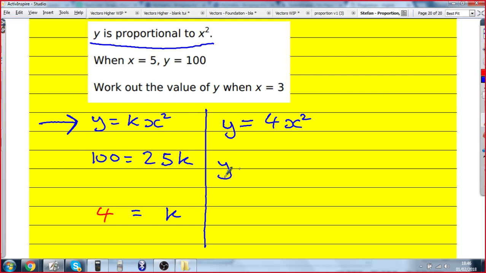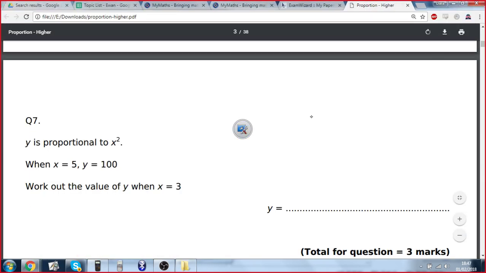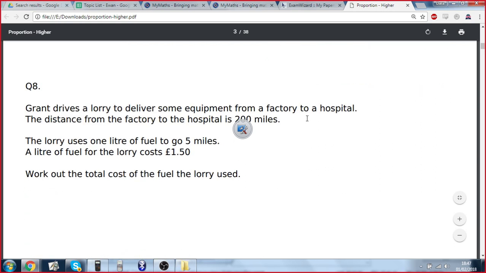Okay, and we're trying to find y when x is 3. 4 times 9. What is that? 36. That's it. And so it's always y divided by the x, whatever it might be, x squared, x cubed, gives you k. And then sub k and x into your formula to get the next y. Any questions with that one? No. Okay, let's see this one.